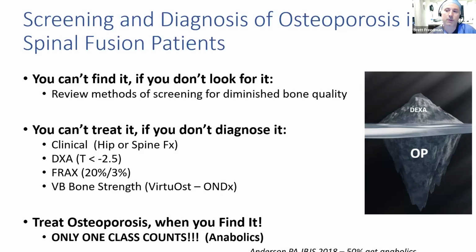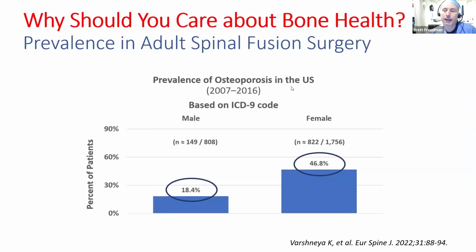You can see the iceberg there on the right side. If all you have is DEXA scan, you're just going to see what's above the water. There's a lot of osteoporosis lying underneath, and you got to look for it. And then once you do find it, then you got to treat it. And of all the treatments that exist, the one that actually can influence your outcomes will be the anabolics. So what's going on here? And as Keith pointed out, it's very prevalent.